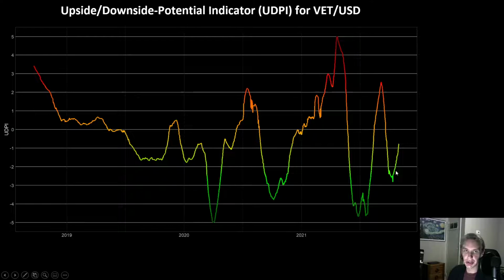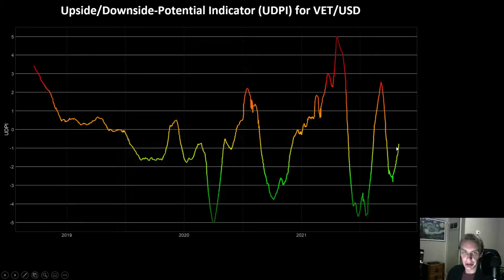It might suggest that we're seeing a change in the price action soon. If it's going this way, it might suggest that we're about to see a correction to the downside. This way might suggest that we have a decent setup for a move to the upside in the not too distant future. So again, don't take that to the bank. None of this is financial advice. Make your own decisions. But it's just something I've noticed as I've looked at these indicators, both for VET and for other assets we put out UDPIs for, that looking for these reversals can sometimes give a little bit of information about where we potentially are in the market.